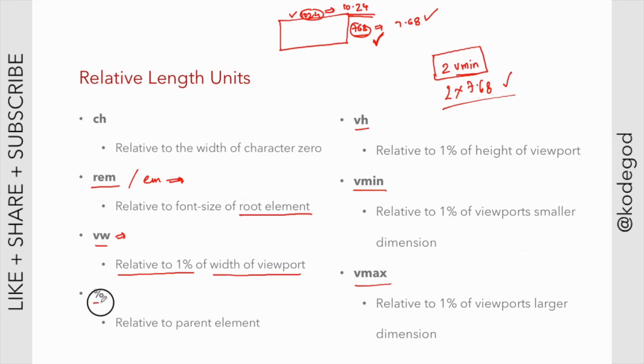And finally we have percentage. Percentage is very simple. It is relative to the parent element. So if your parent element has, let's say, 20 pixels as the size, and you write 50%, then 50% of this, that is 10 pixels, will be the value that is set to your property.